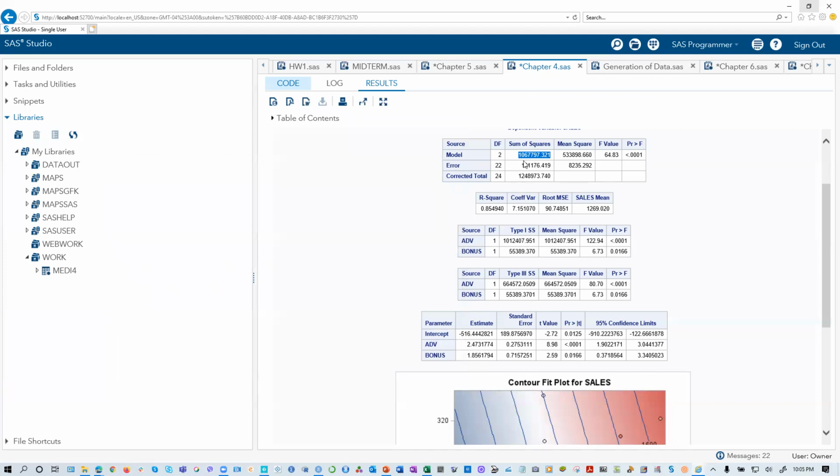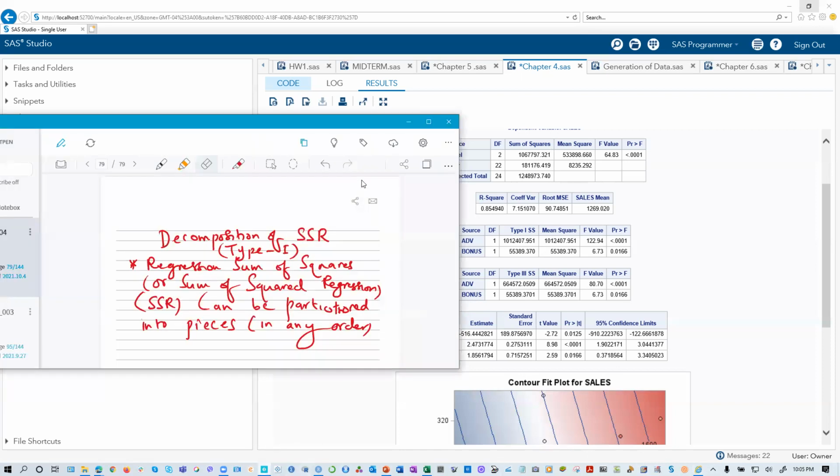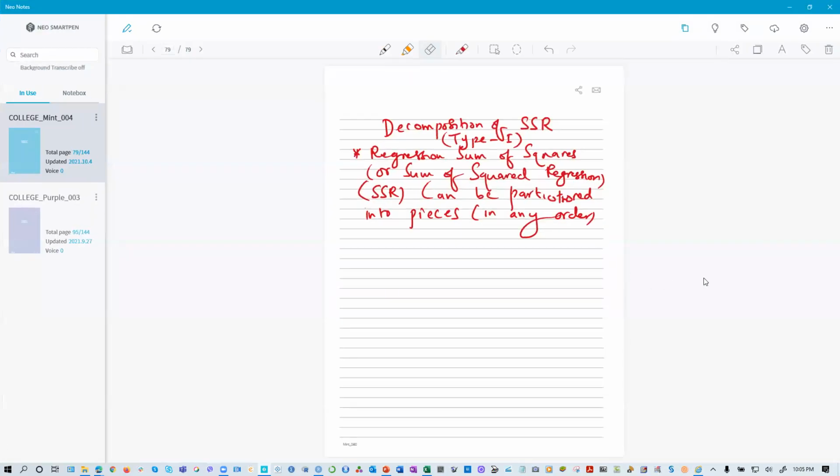This doesn't talk about the bonus or advertising, but in which manner has this been decomposed? We have to explain very clearly in which manner it has been decomposed. This is the way it has been decomposed. I'm going to say sum of squared regression.